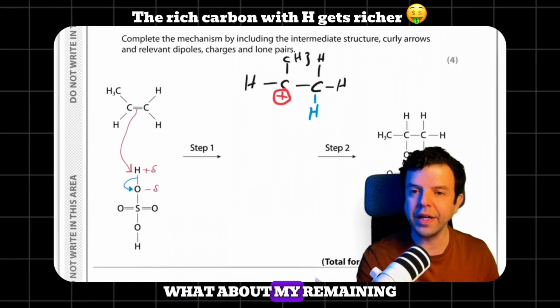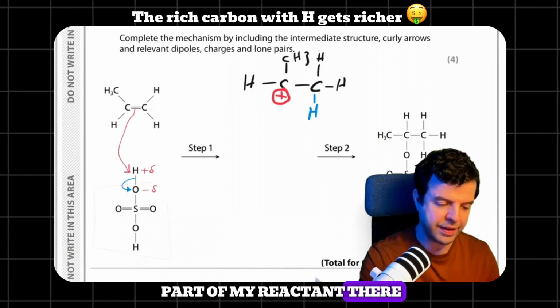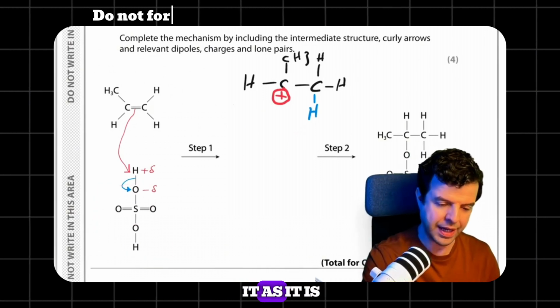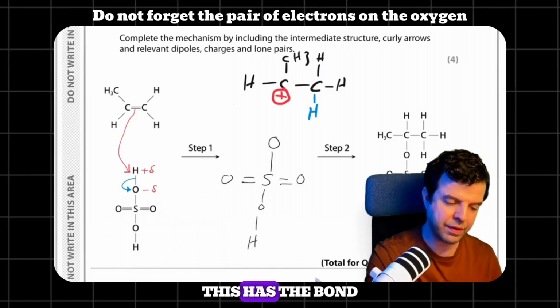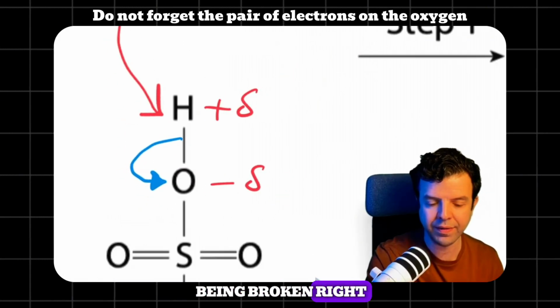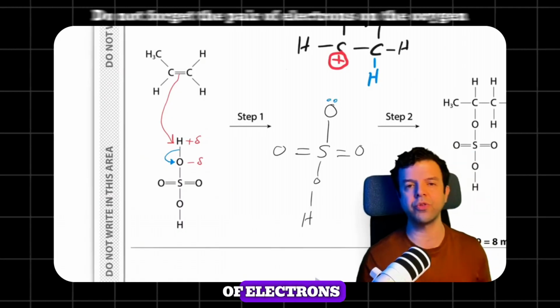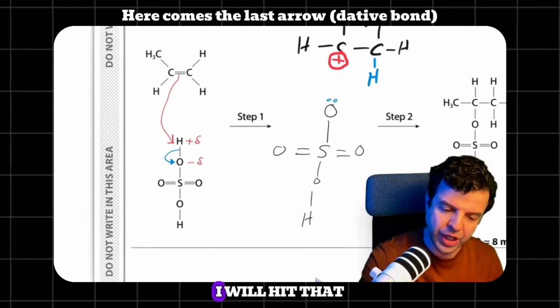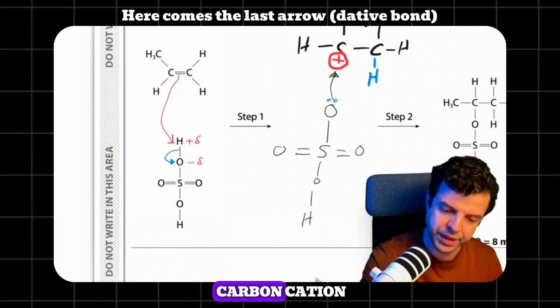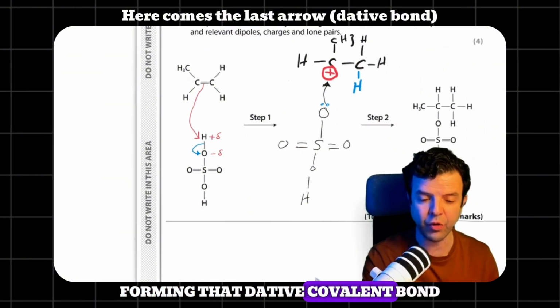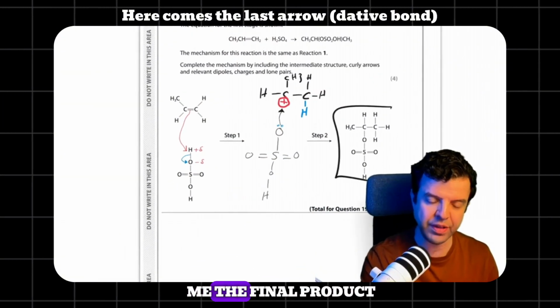What about my remaining part of my reactant there? So I'm going to take it as it is. This has the bond being broken, right? So this oxygen here should have a pair of electrons. From those pairs of electrons, I will hit that carbon cation, forming that dative covalent bond. And this should give me the final product.